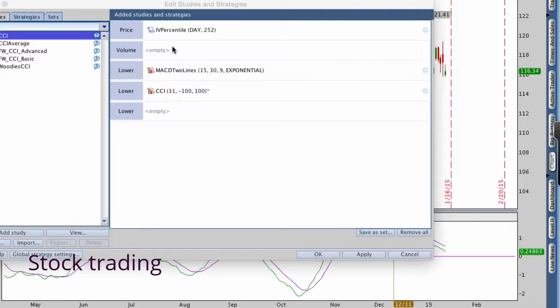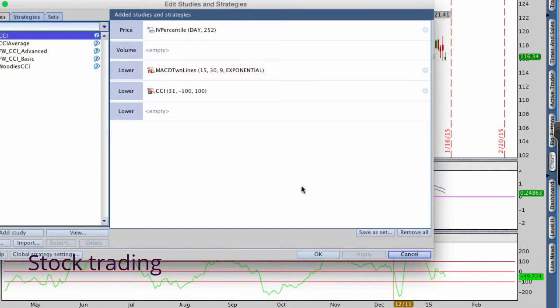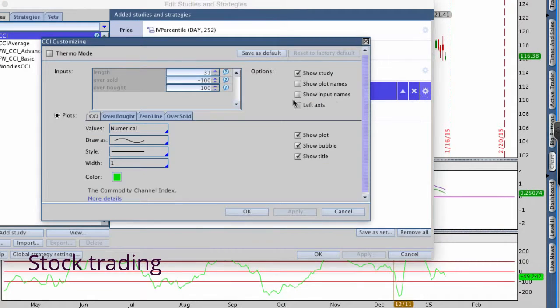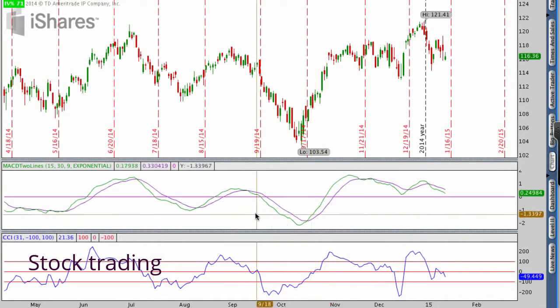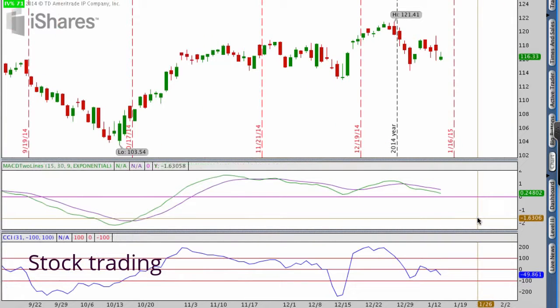So the way that I use CCI is for basically trend analysis, judging to see where the market is relative to an overall trend. So what I'm going to do here is I'm just going to take the oversold and the overbought. I want CCI to be in blue. So I just want it to be a little bit more defined here. Okay. So here we are with CCI.